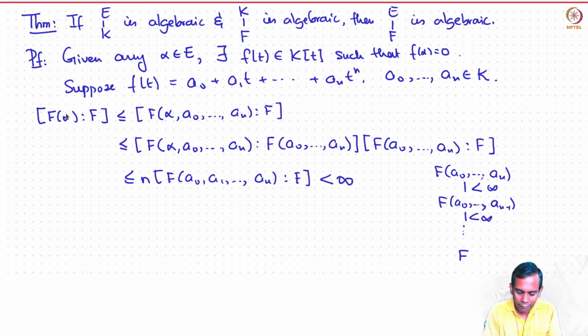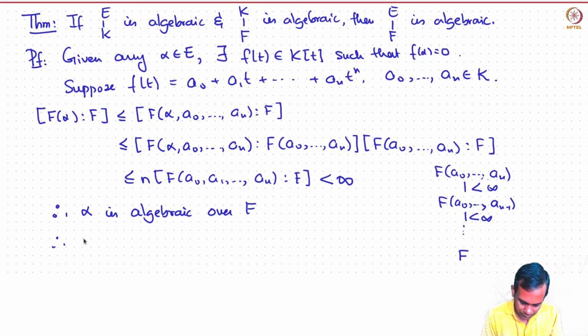And so what we have is that F(alpha) over F is finite, which means that alpha is algebraic over F, which means that E is algebraic over F, because we proved it for every alpha. So E is an algebraic extension of F.